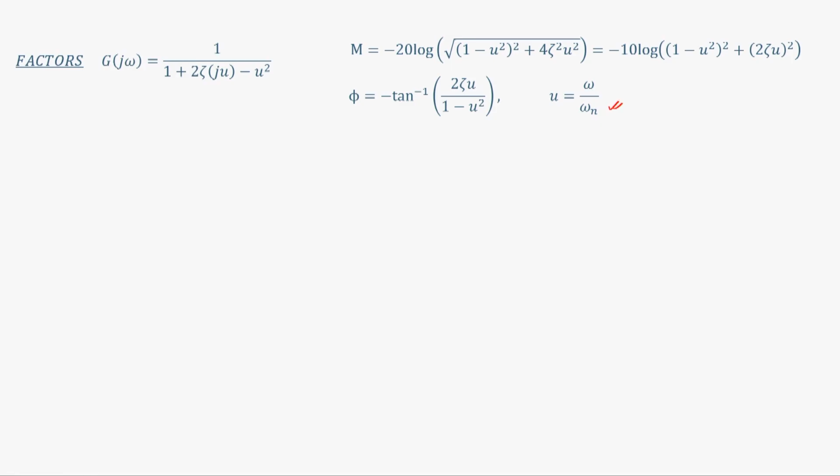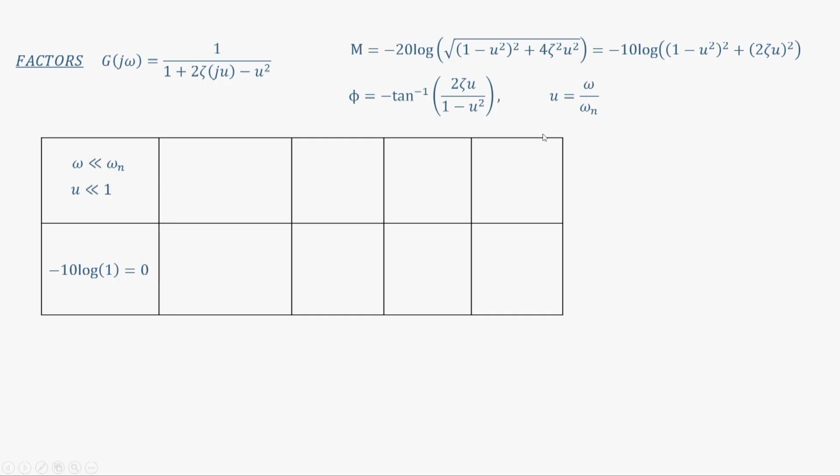Remember, this is the definition of u. In the other cases we were varying with omega, in this case we are varying with u. Actually that also means that we are varying omega only, because omega n is a constant. So, if you vary u, you are varying omega also. So, just keep in mind that u is not the frequency. It is normalized frequency. Let us see what happens.